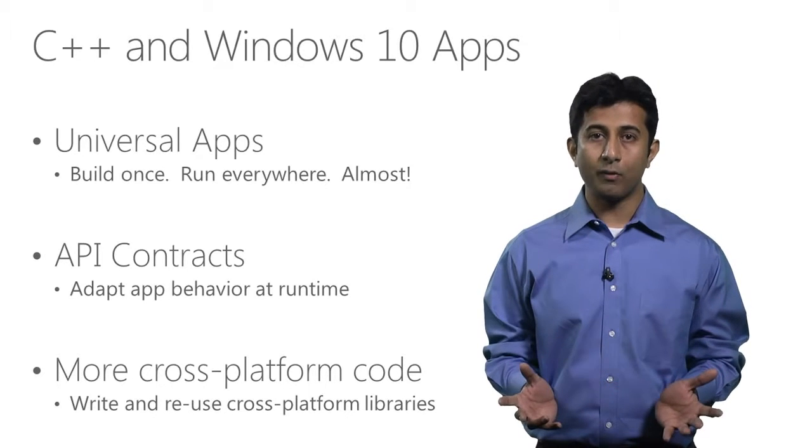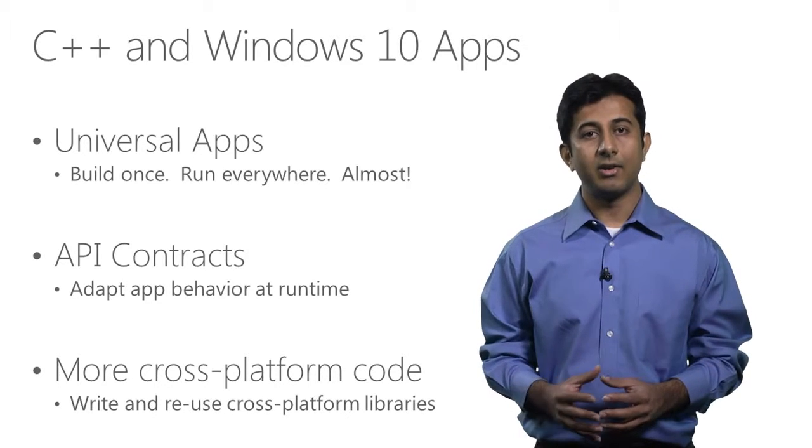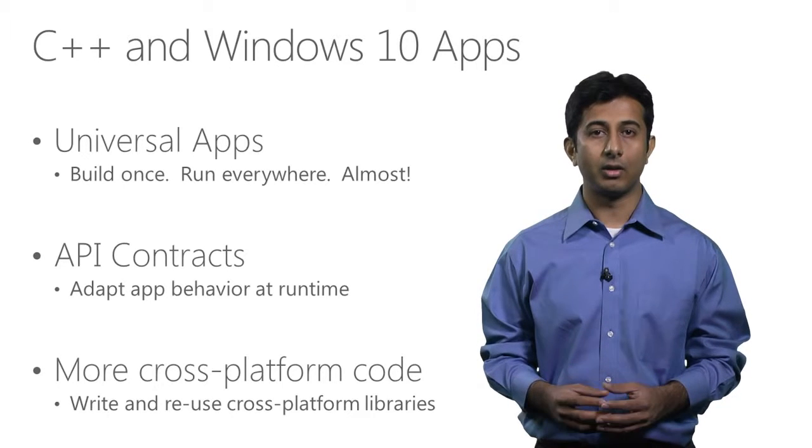Now, since this is native code we are talking about, the common binary really means one binary per architecture, which is a huge improvement from the past.